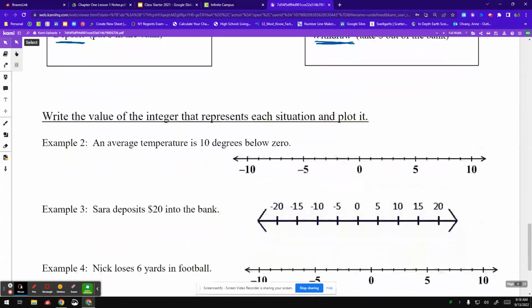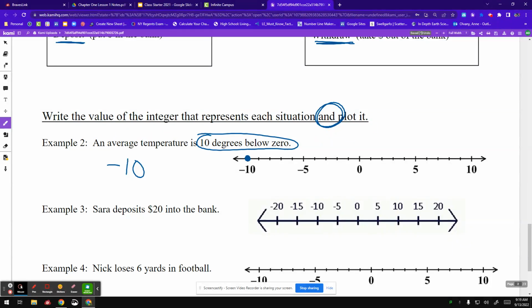So let's write some. Write the value of the integer that represents each situation and plot it. Plot means we're going to put it on the number line. So what integer would I write for an average temperature that is 10 degrees below zero? What would I write, Alex? Negative 10. And I'm just going to plot that on my number line. I'm going to find negative 10 and put a point there.